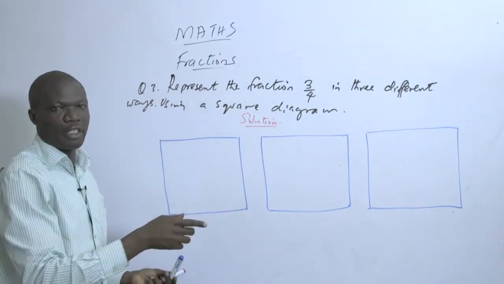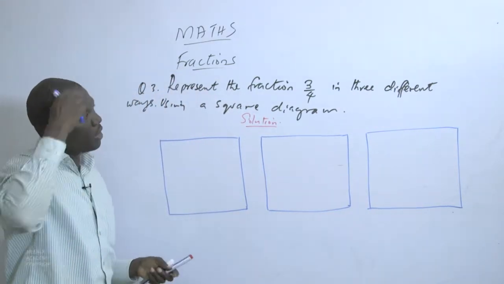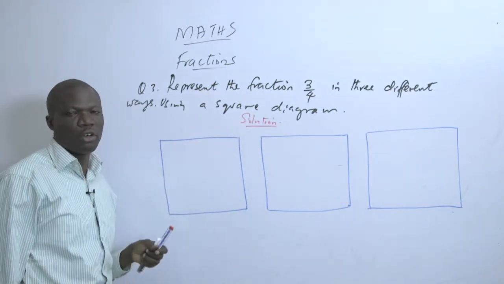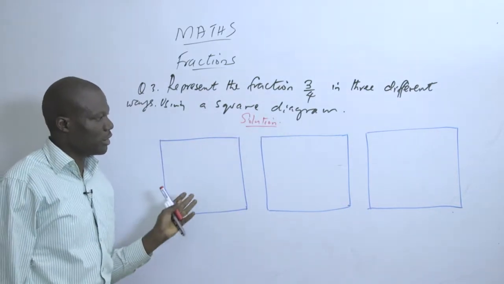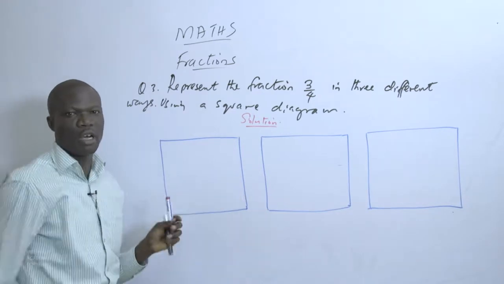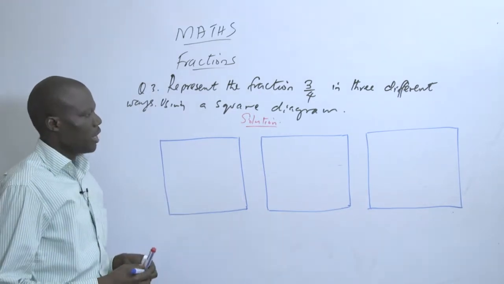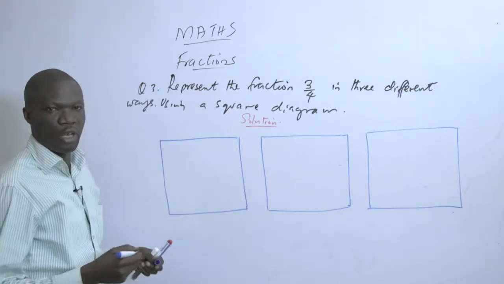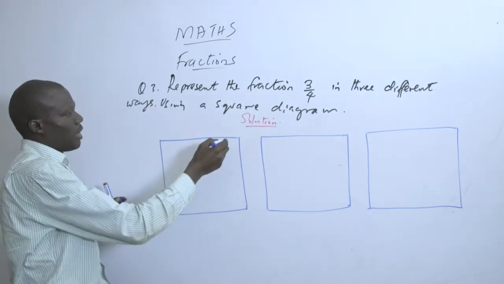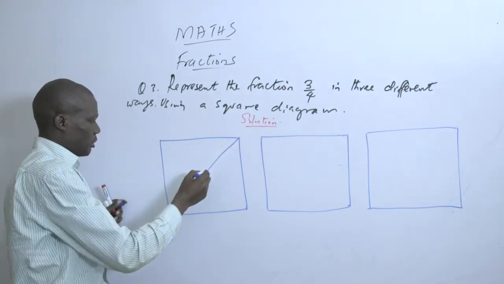So we have 3 squares here. We want to represent 3/4 in 3 ways. So each square will have its own way. For the first square, let us divide the square using the diagonals.